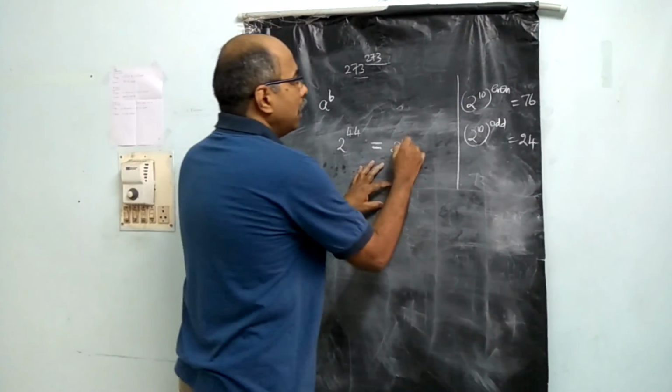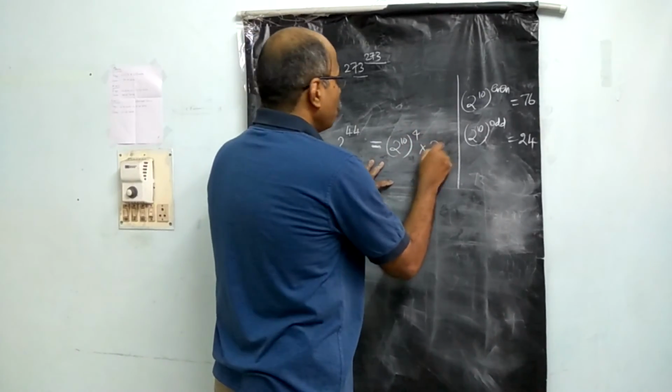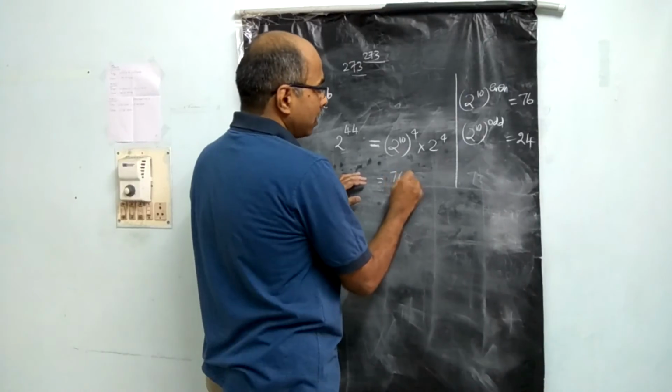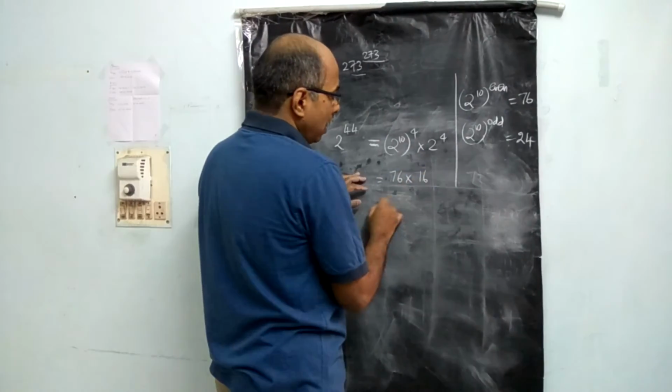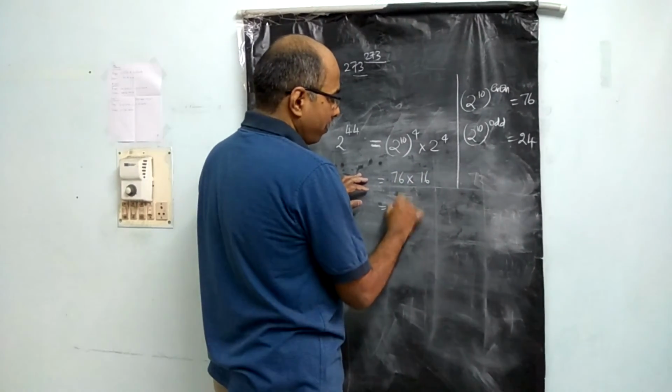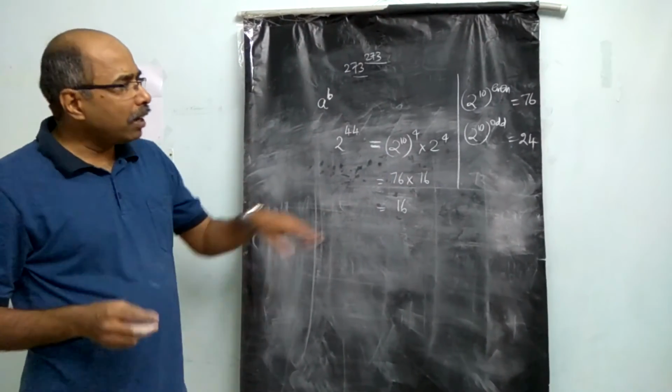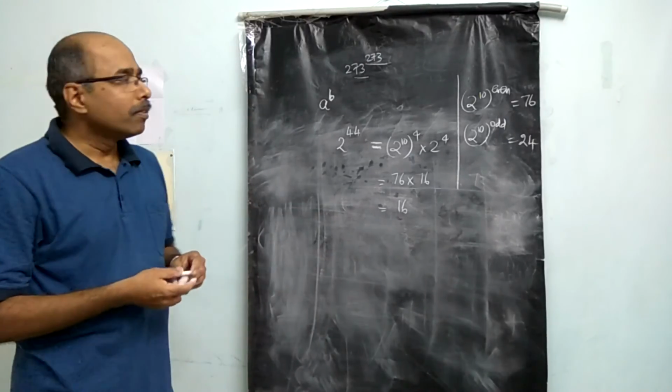So 2 power 44 is 2 power 10, power 4, into 2 power 4. 2 power 10, power an even number is nothing but 76, into 2 power 4, which is 16. When you multiply, you will be getting 16. So the answer is 16. But you may be wondering how I got this 16 immediately.